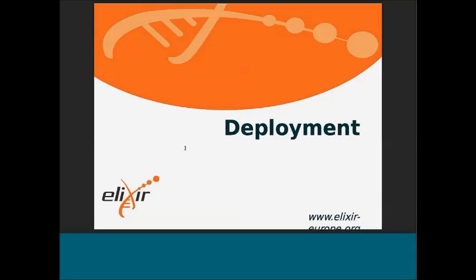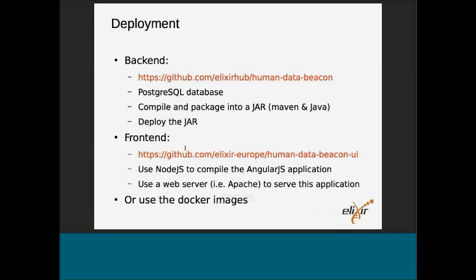And about the deployment, well, the backend has been developed with Java, so you need Maven and Java to compile and package this application into a jar. You need a Postgres database in your system and a space for deploying this jar. Remember that the Postgres database must be accessible, must have connectivity from the Java application.